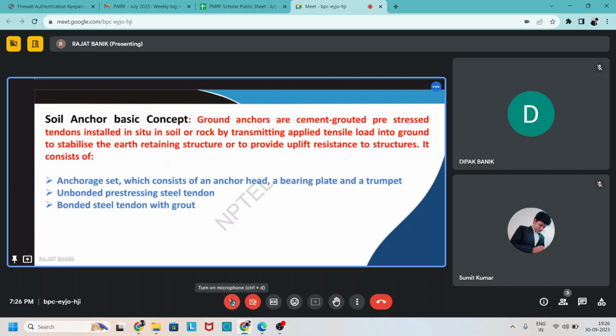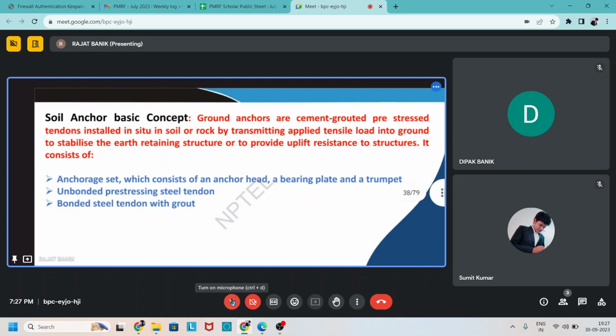Sometimes it is also used to resist the upliftment of the structure. This anchorage set consists of an anchorage head, a bearing plate, and a thumb pad. Then an unbonded pre-stressing steel tendon is used, and it consists of a bonded steel tendon with grout.